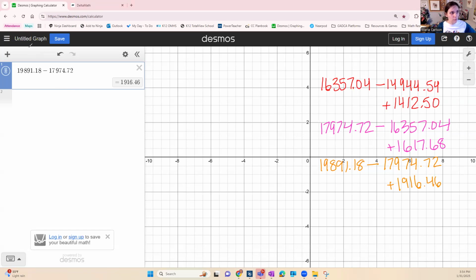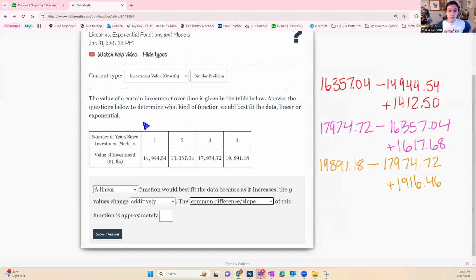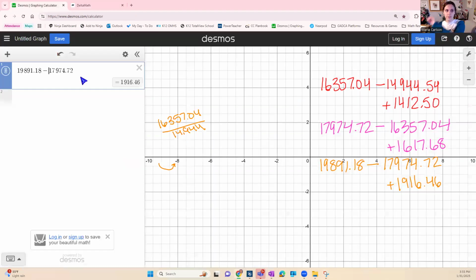All right. I almost wonder if there is a common ratio. I almost wonder what would happen if I divide 16,357.4 by 14,944. Is that common ratio the same as year 3 divided by year 2, as year 4 divided by year 3? I'm going to check real quick, because if it is, then this would be an exponential model.